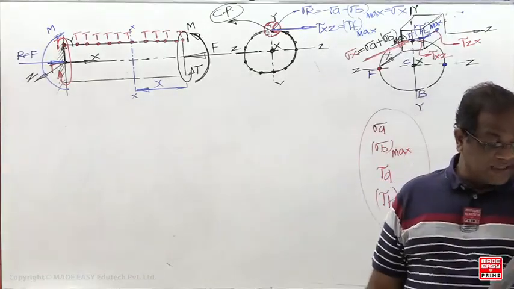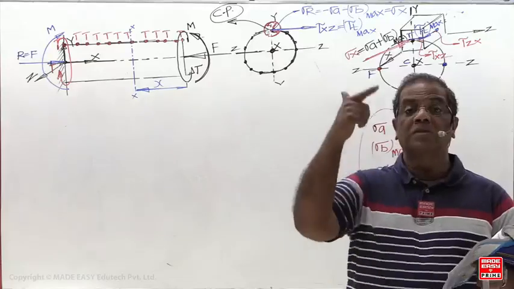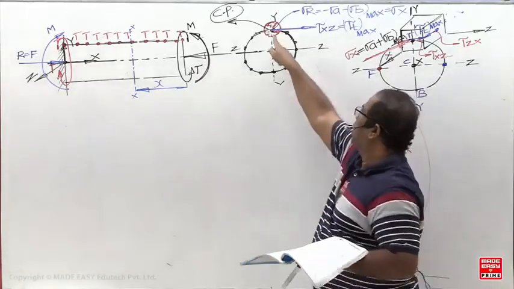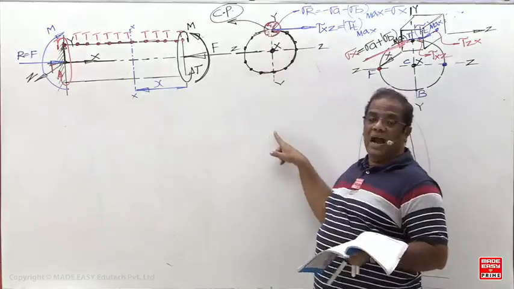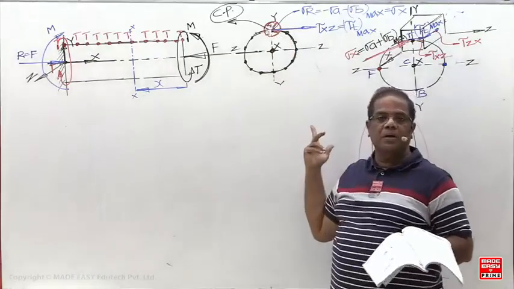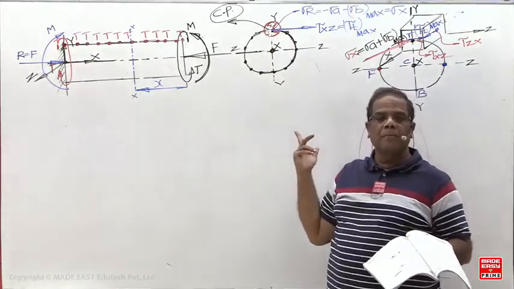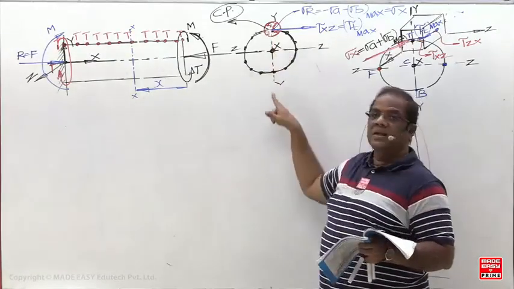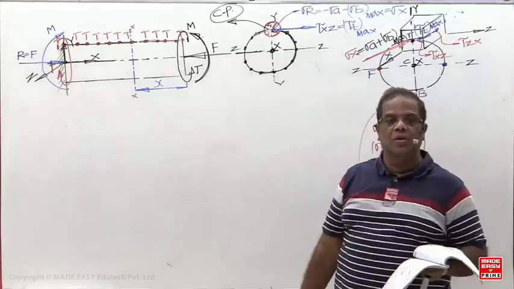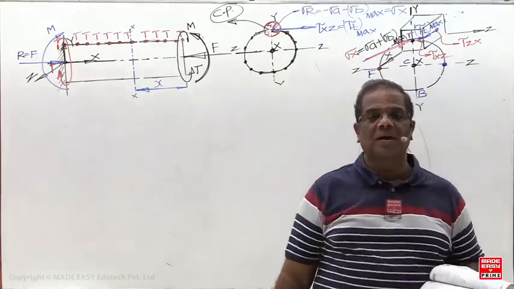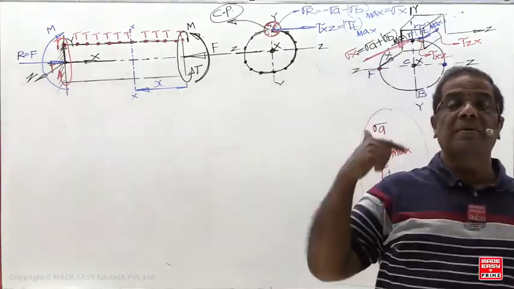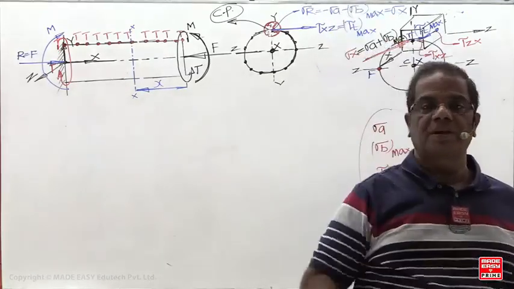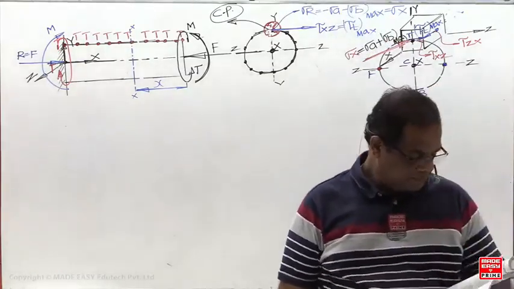Next, what is the second statement given? The opposite extreme end of the vertical diameter fiber is subjected to tensile or compressive stress. When is this possible? When bending moment is acting alone. When bending moment is acting alone, vertical bending, which are the critical points? Top and bottom. Write that down.